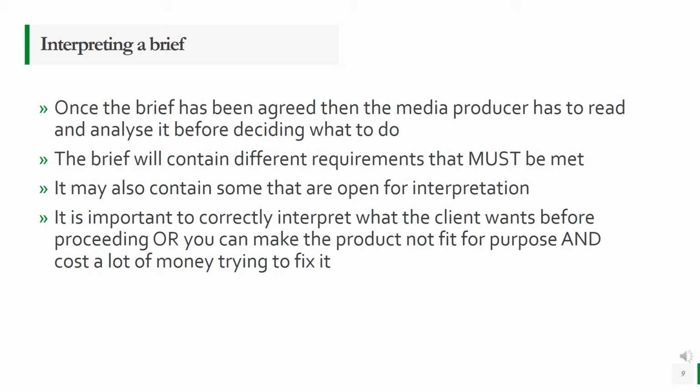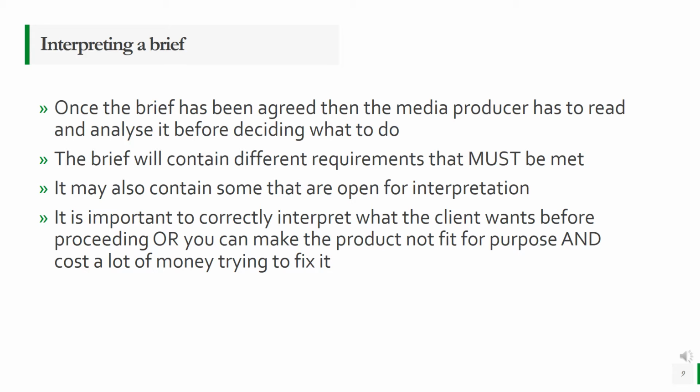So you may be asked what the different types of contract are, but the main thing that you need to do is every single exam you will have to interpret the client brief. So you would be given a client brief and you need to read through carefully and analyze what you need to do. So every single brief is going to have some sort of requirements. Some of them you have to meet, so there will be some requirements that you have to meet. So you're looking for words like must. The product must do this, the product must do that.